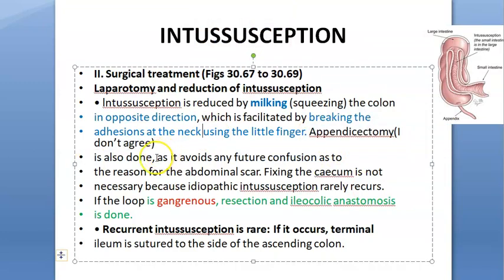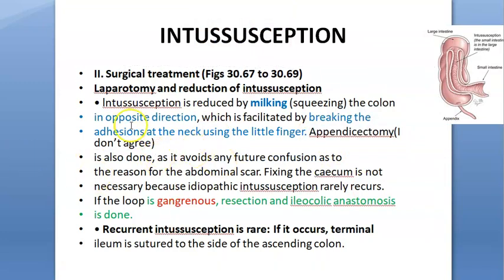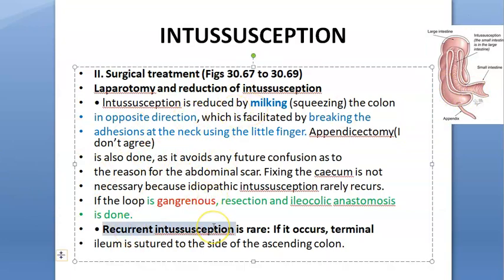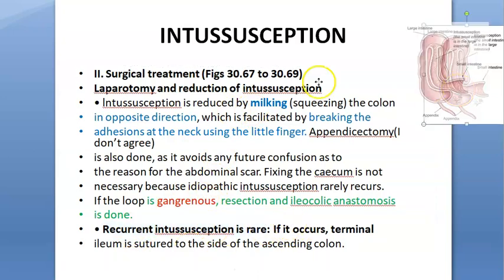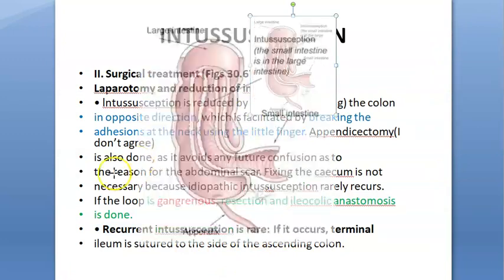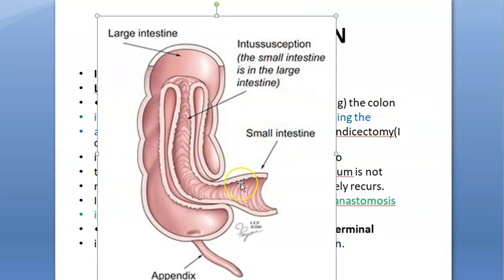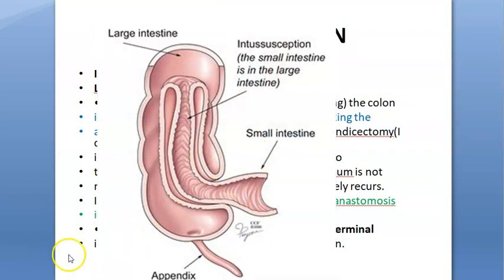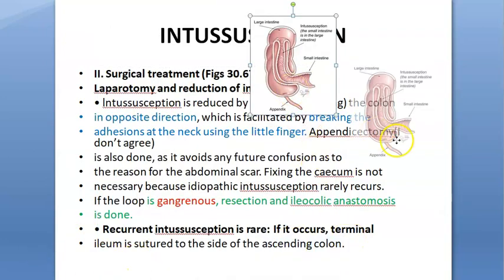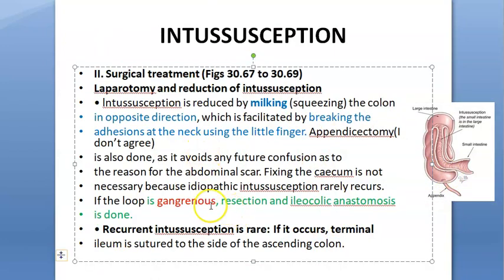So they are saying if you want, you can do appendectomy, but I disagree with that. Whatever is the problem, we'll fix it now. Milk it, break the adhesions, gangrenous means resect. Then recurrent intussusception is rare, but if it occurs in this guy again and again, hold this terminal ileum, make it proper, hold it and tell it, I'm tying you to this ascending colon, no more entering the large intestine.